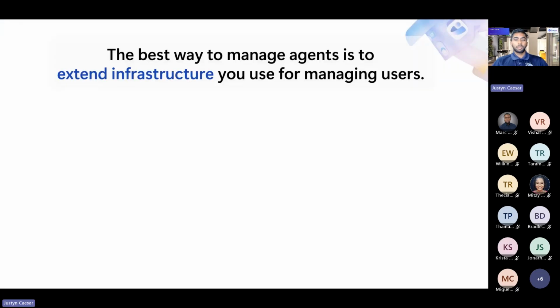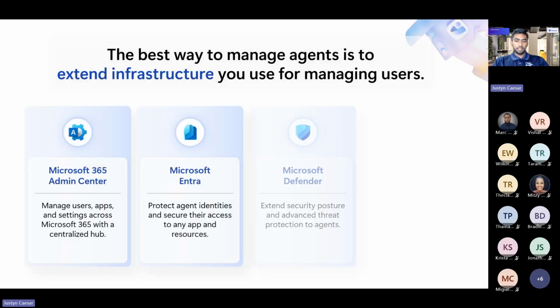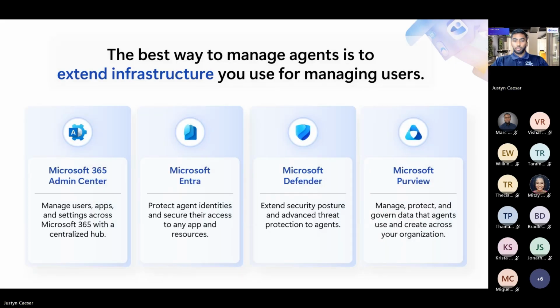So here's the core idea that we're going to be going through, and it's pretty simple. You don't need a brand new stack to manage agents. The best approach is to extend the infrastructure that you hopefully already have, that you're using already to manage your users, your devices, and your data. So you already know how to onboard a person, give them an identity, assign them least privilege. We know how to monitor behavior, how to offboard users when they leave. Our agents need that exact same lifecycle.